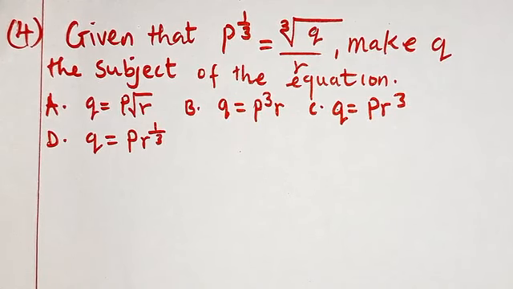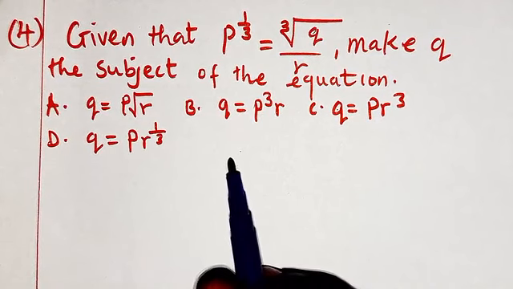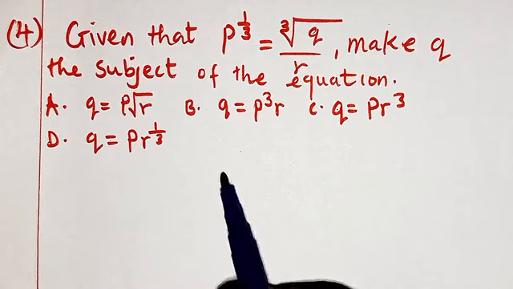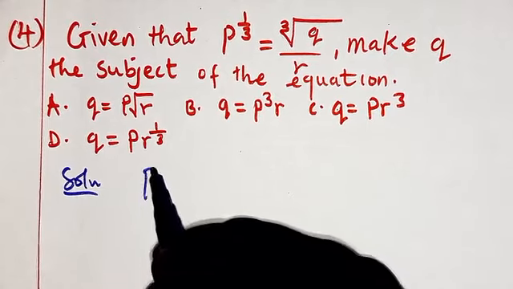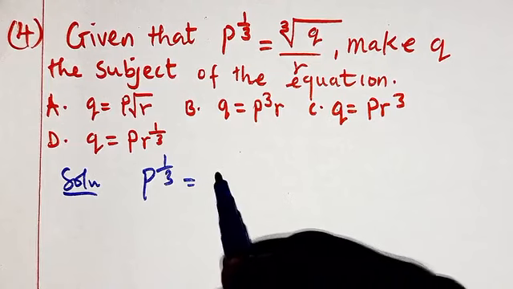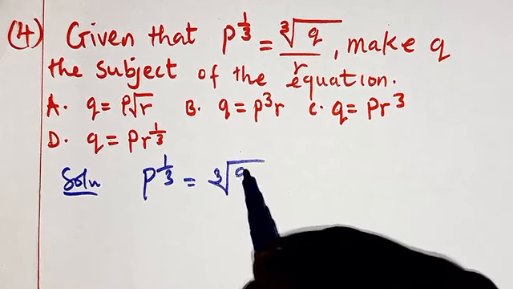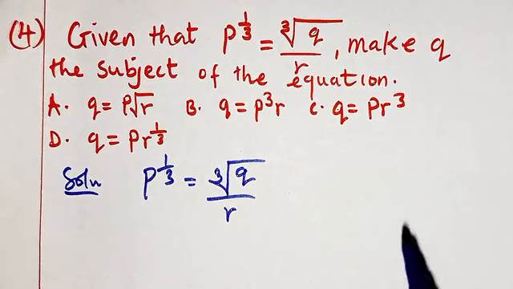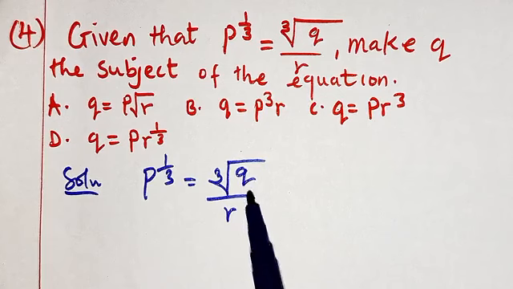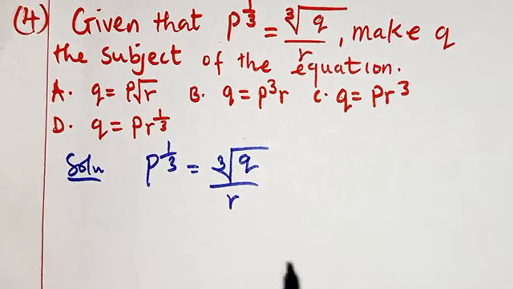This is the last question for this change of subject of formula. So we have this question. Kindly pause the video, and come back for the solution. Right. So now here we have p. So now from here we want to make q the subject of formula. Q is found here. How are you going to do it?